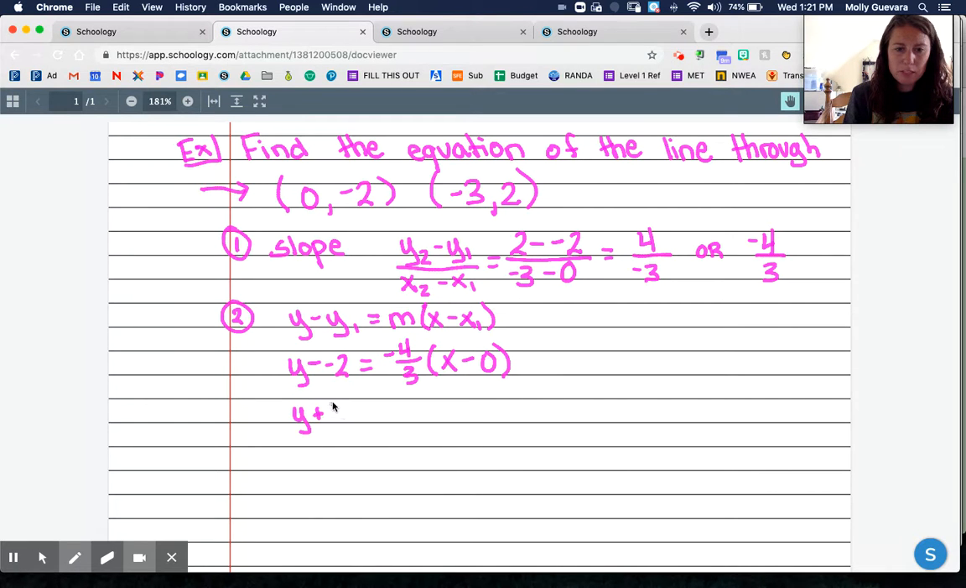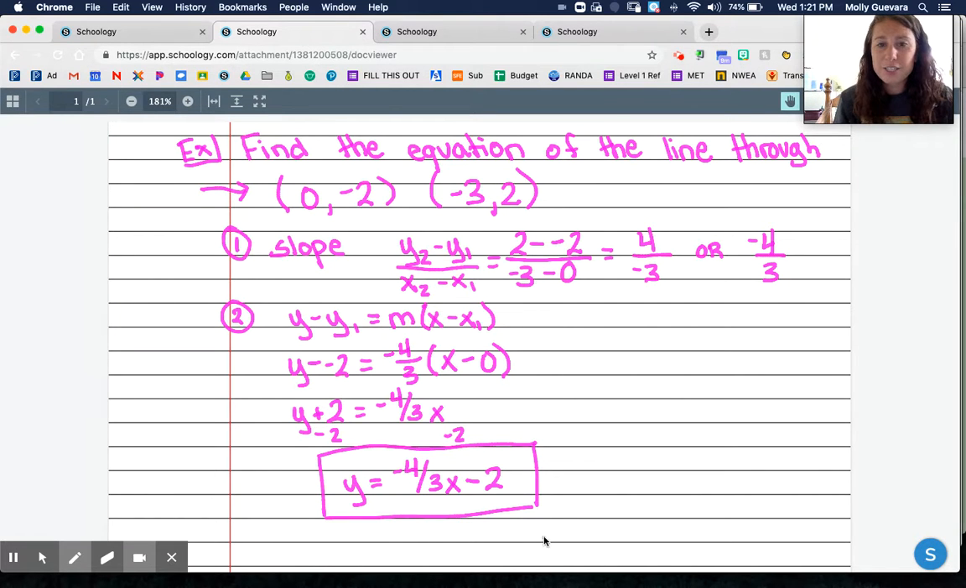So y plus 2. When I distribute, I get -4/3x. And then -4/3 times 0 is just 0, so I'm not even going to write anything. And then the last thing I need to do is minus 2 from both sides. So I get y is equal to -4/3x minus 2. And that is the equation of the line that goes through the points 0, -2, and -3, 2.